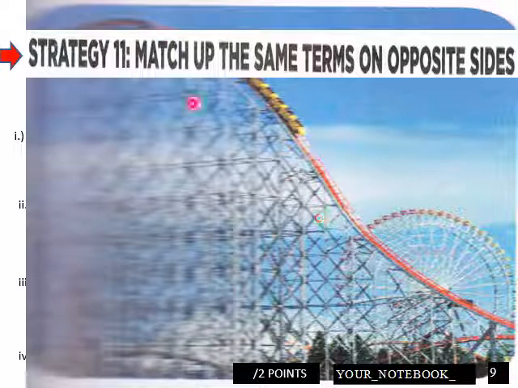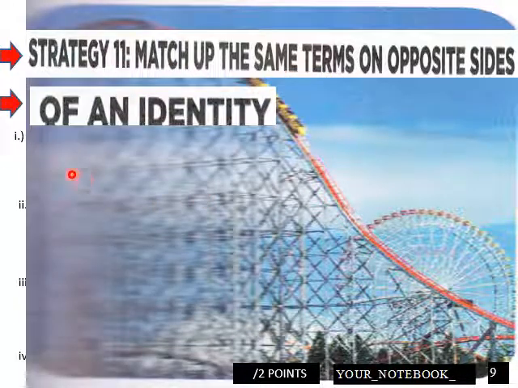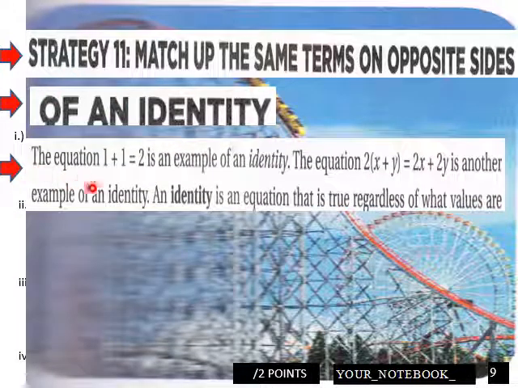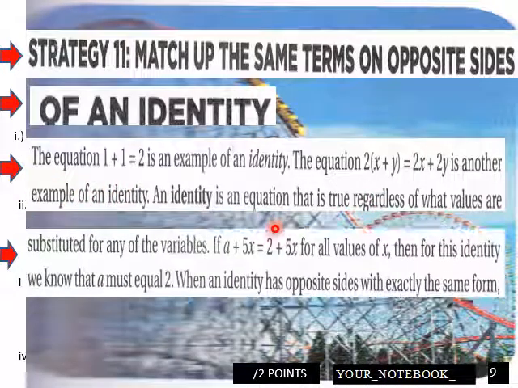Notebook, page 9, strategy 11. Match up the same terms on opposite sides of an identity. The equation 1 plus 1 equals 2 is an example of an identity. The equation 2 times (x plus y) equals 2x plus 2y is another example of an identity. An identity is an equation that is true regardless of what values are substituted for any of the variables.